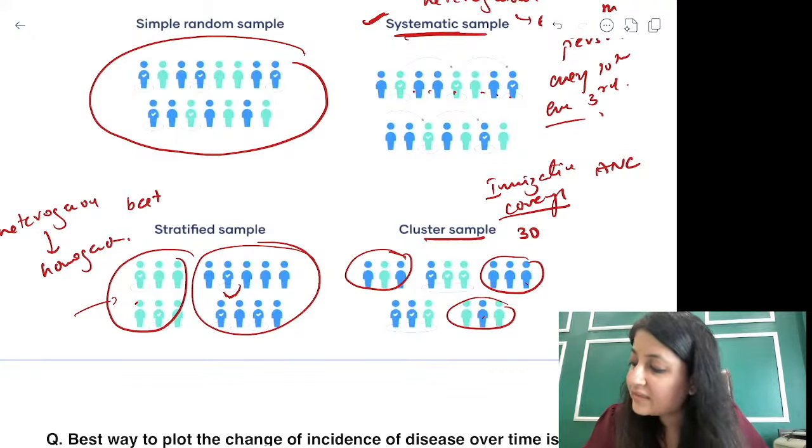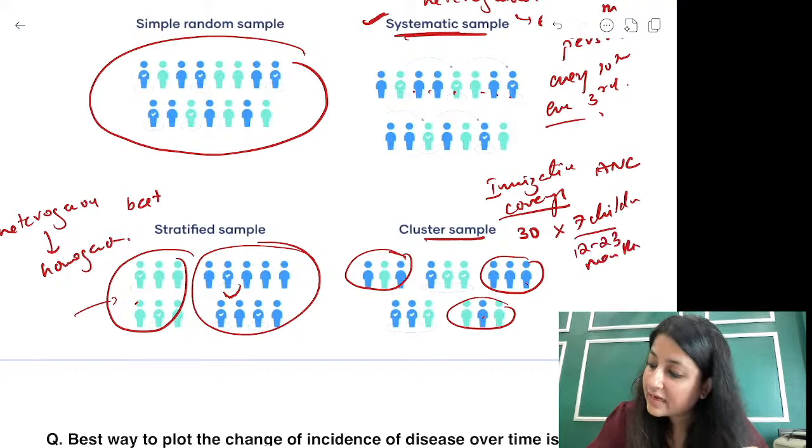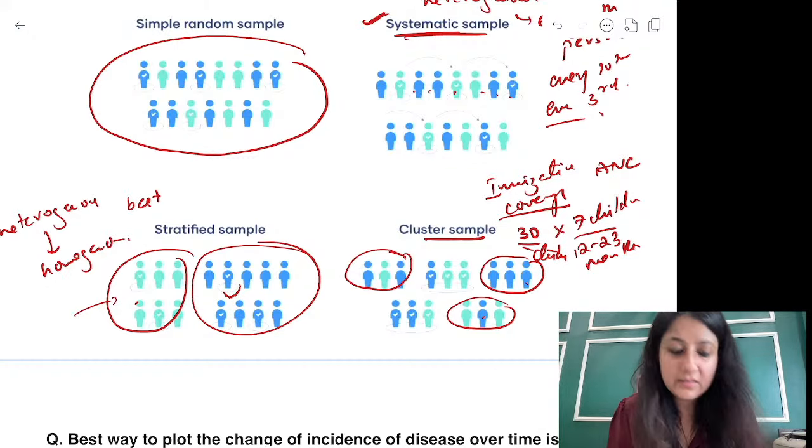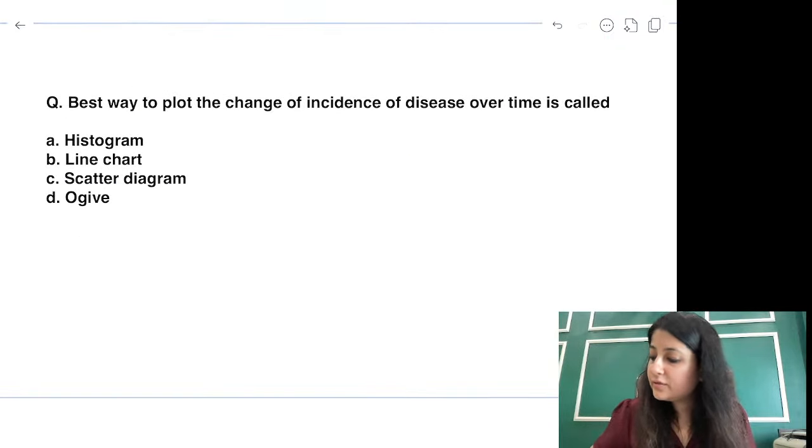We will take 30 clusters, and in each cluster we took 7 children. What was the age of them? 12 to 23 months. These are all MCQs. We took 30 clusters and 7 children in each cluster, 12 to 23 months. Okay? Okay. Let's do this one.